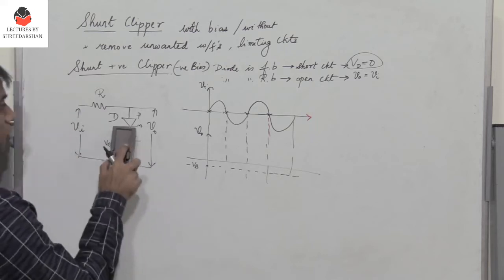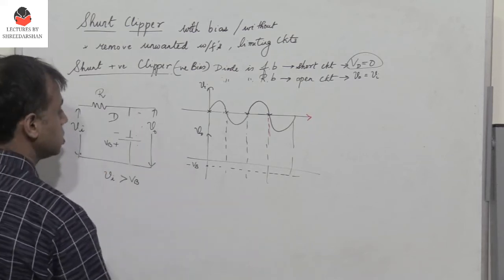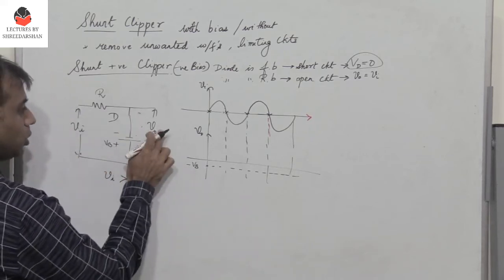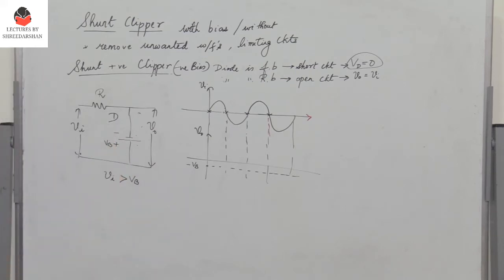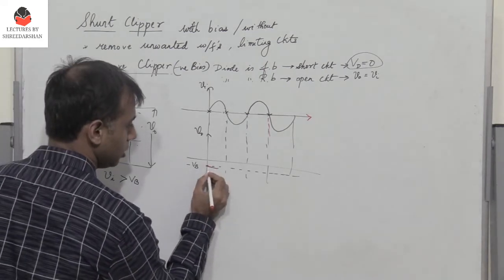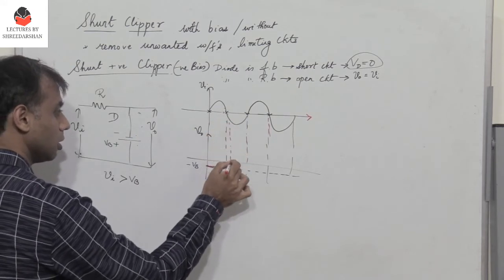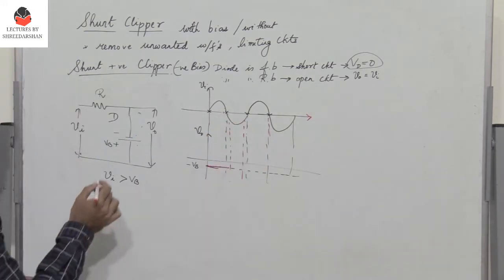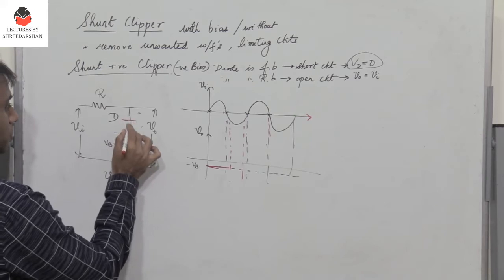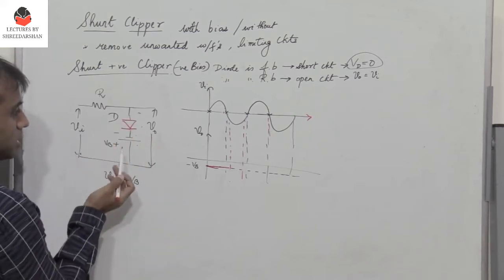So when the diode is forward biased, it behaves like a short circuit. Therefore, the output voltage is tied to minus VB. So the output voltage will be equal to minus VB till when? Till the input voltage goes below VB. So when the input voltage goes below VB, what happens?